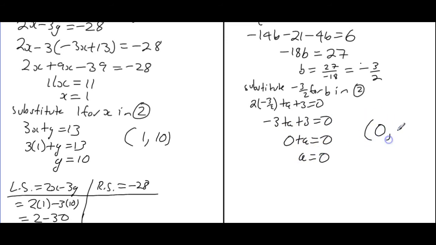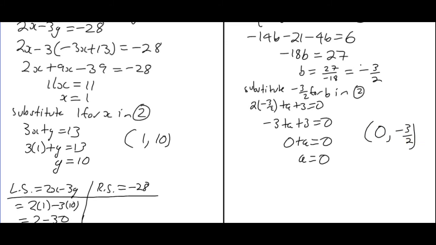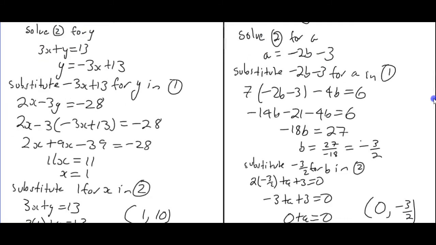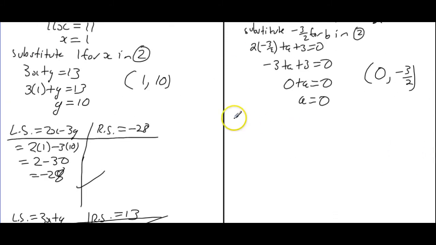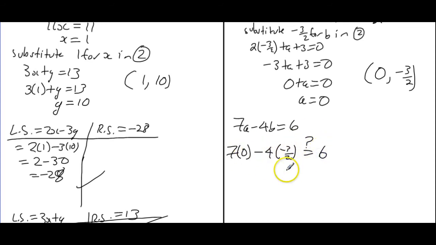And we have a solution of 0, negative 3 halves, which we need to verify, right? So 7a minus 4b equals 6. 7 times 0 minus 4 times negative 3 halves, is that, don't write an equal sign here, is that equal to 6? That's 0, 2, that's 6 equals 6. That's true.